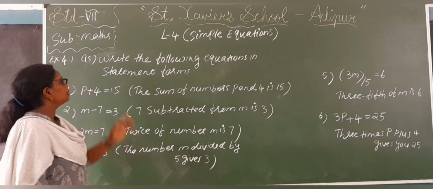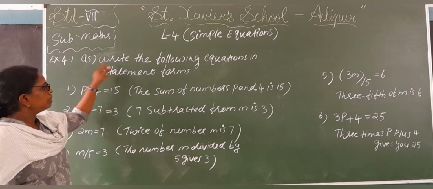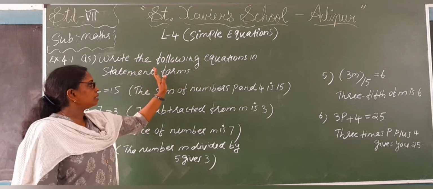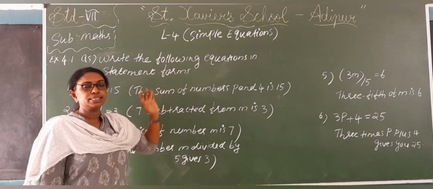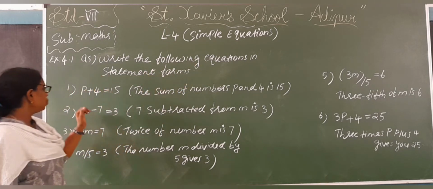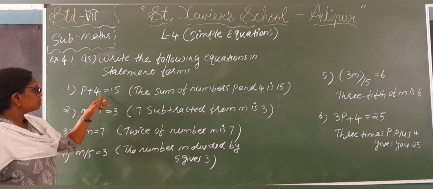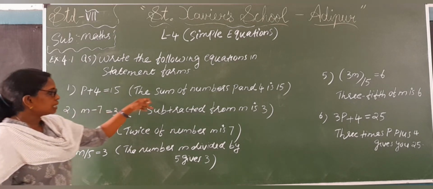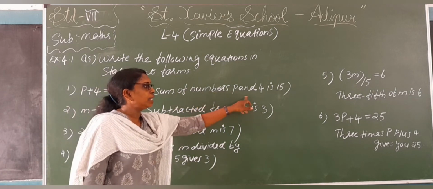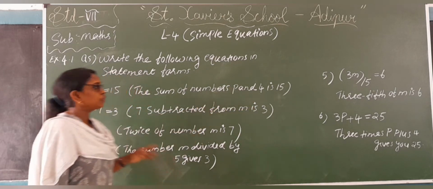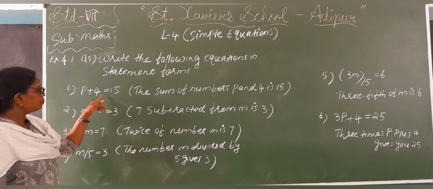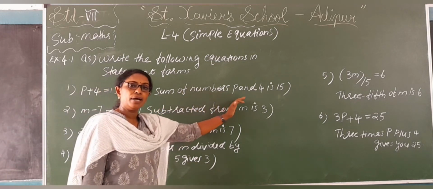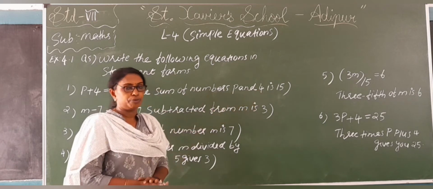Next question, question number 5. Write the following equations in statements. p plus 4 is equal to 15. So the sum of numbers p and 4 is 15.